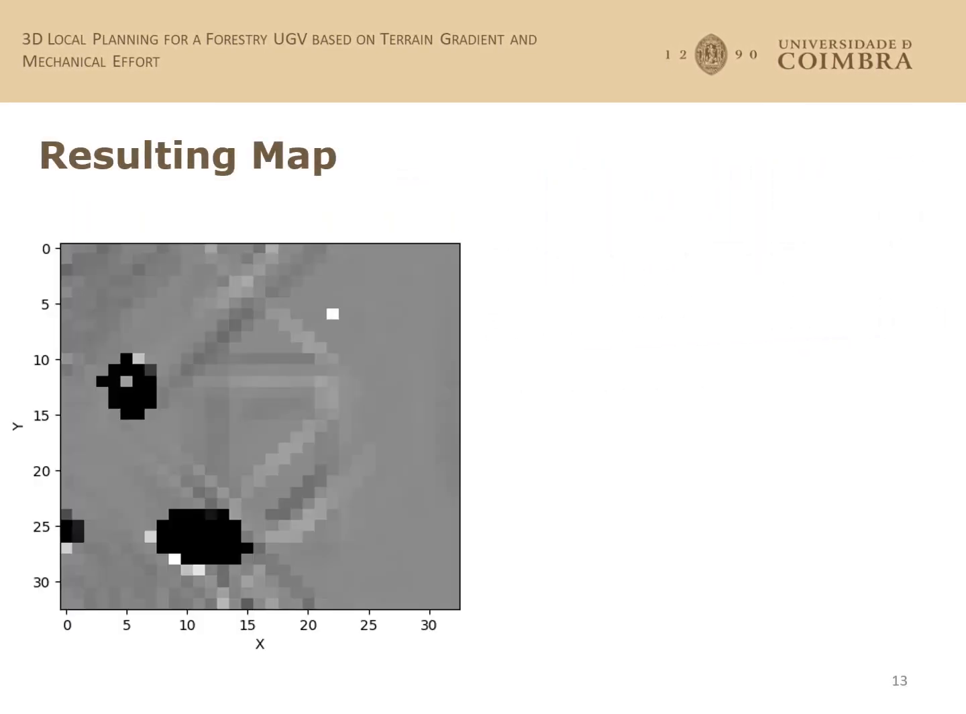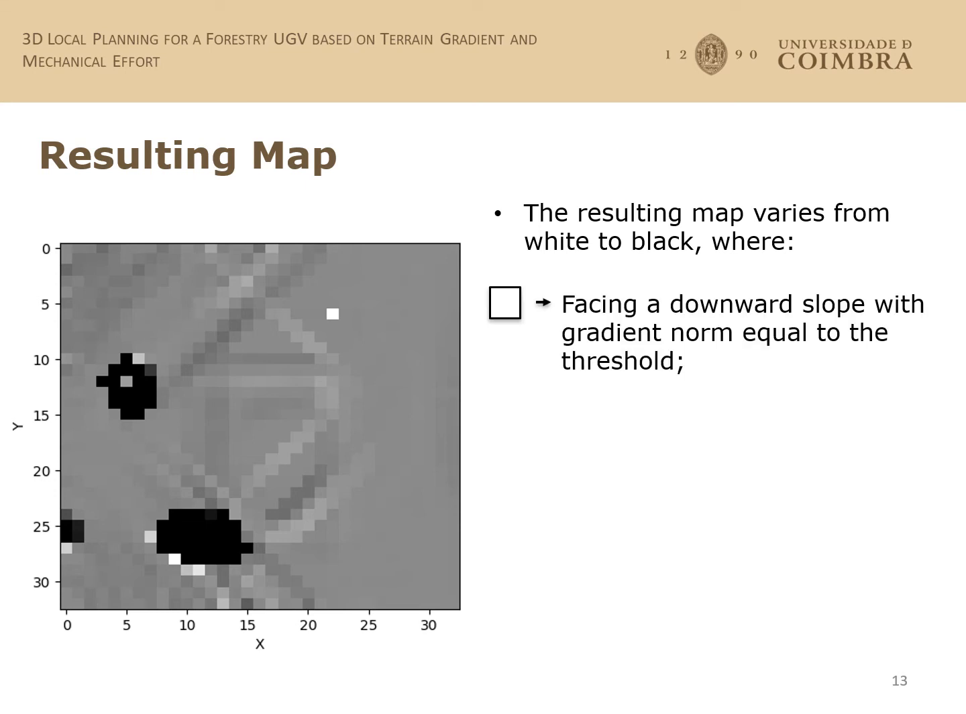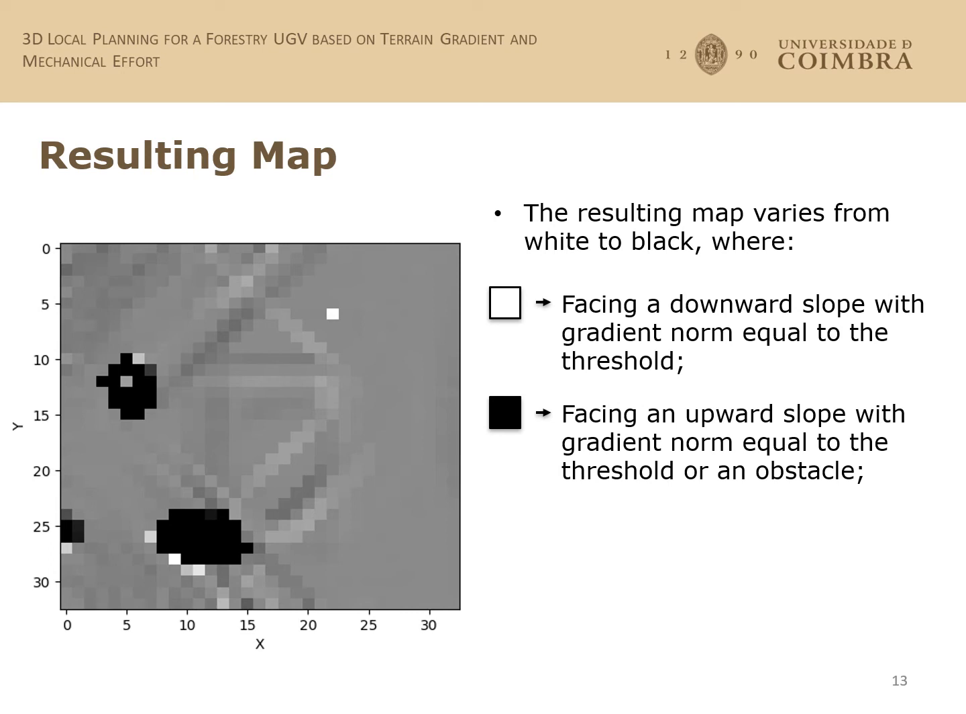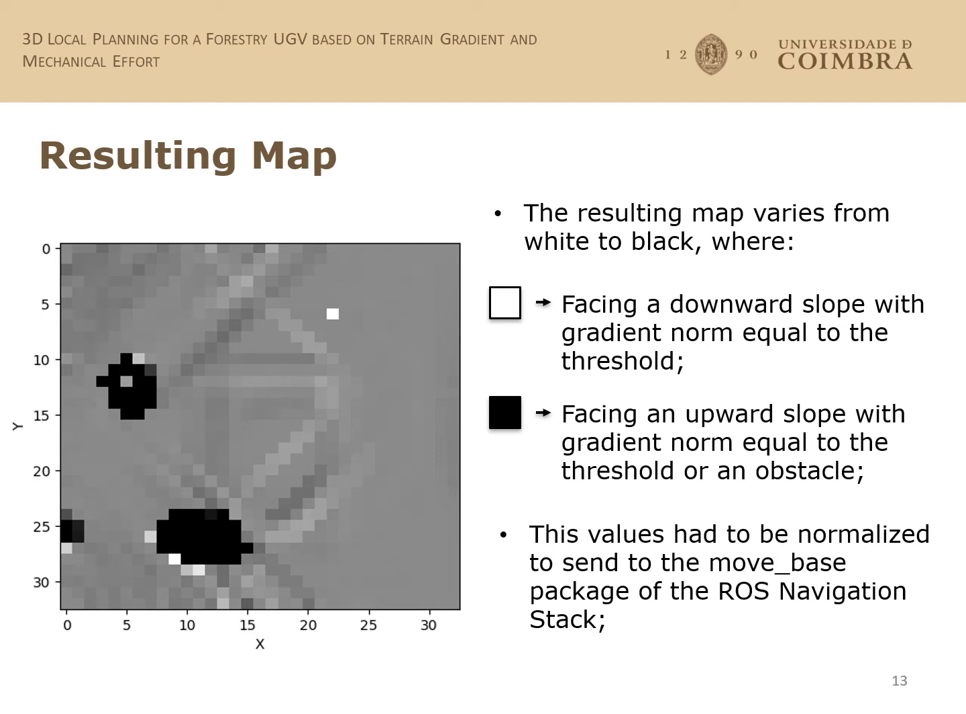This is an example of a resulting local cost map of the robot, which varies from white to black with all ranges of gray. White means we are facing a downward slope with a gradient norm equal to the threshold, and black facing an upward slope with a gradient norm equal to the threshold or an obstacle. To send this map to the move base, it is needed to do a normalization of the values, because the occupancy grid map works on a range of probabilities that range from 0 to 1.